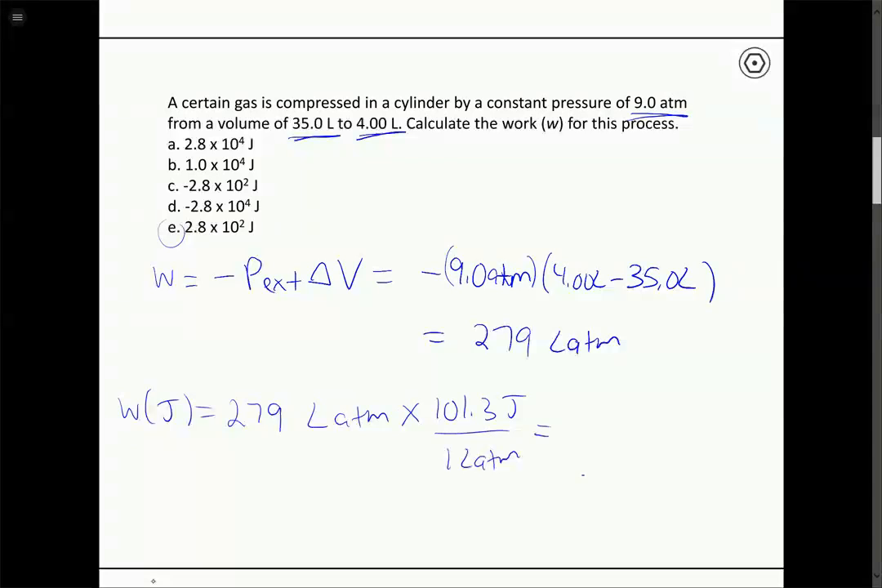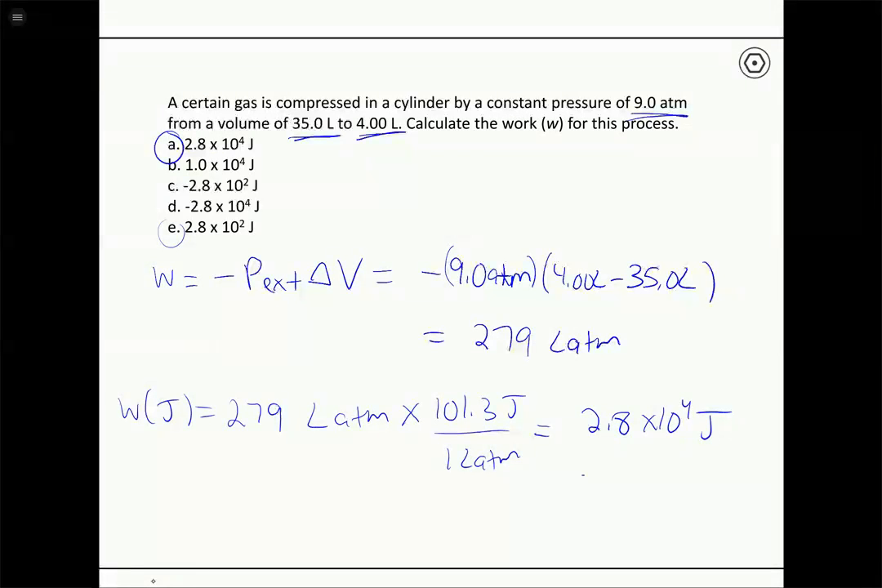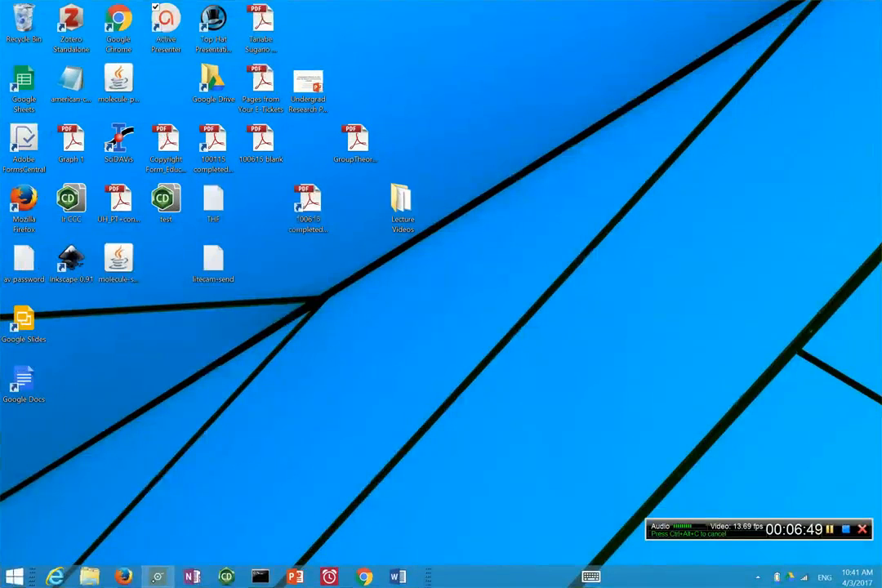So if you take our answer and multiply it by 101.3, that gives us 2.8 times 10 to the 4th joules. So choice A should be the correct one here, and the work term should be positive because we're compressing the gas. So that comes directly out of the equation here. We have this minus sign in front of the P delta V, but even if we didn't realize that, whenever we're compressing a gas, work is positive. Whenever we're expanding a gas, work is negative. Alright, so we have to keep that in mind as well when we're talking about sign convention.